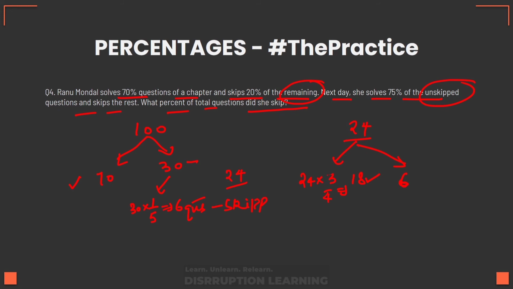What percent of total questions did she skip? Okay. So she skipped 6 questions on first day and 6 questions on second day. Total 12 questions have been skipped out of 100. I hope now you can calculate the percentage. This is 12% now. Again, not a very tough question, but we needed to be careful while interpreting the question. Okay, let's move to next one now.